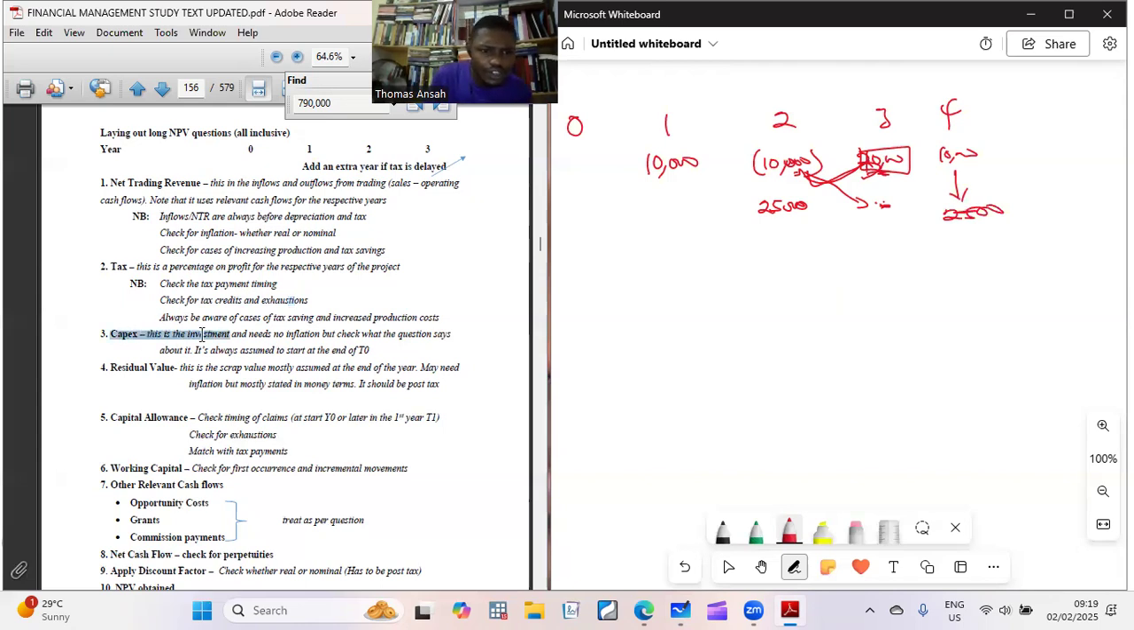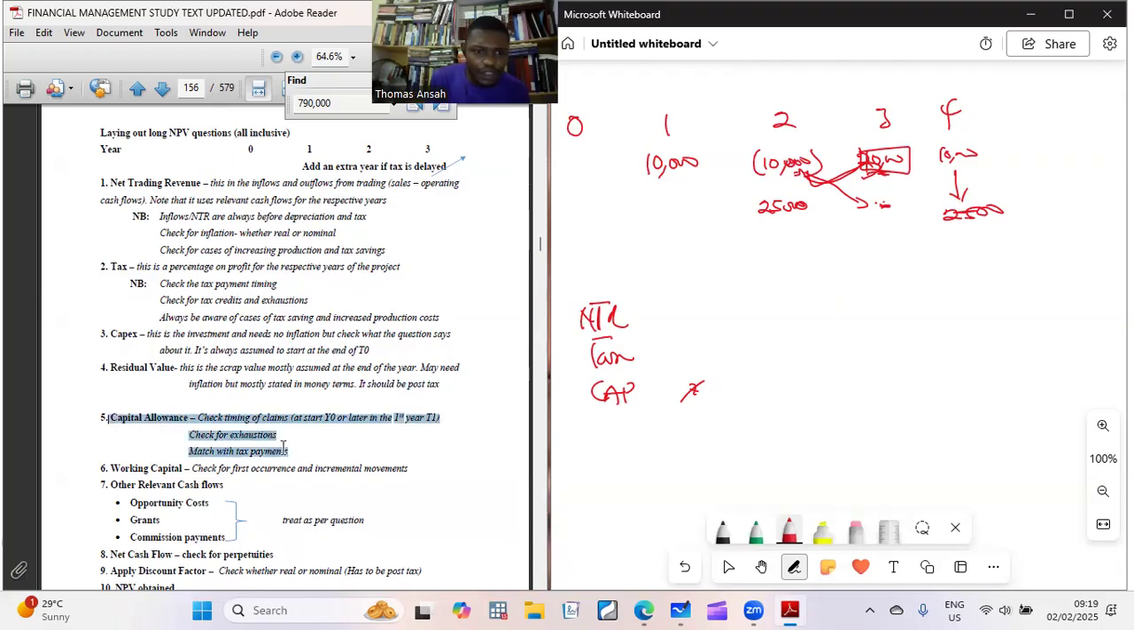And so when you do that, then you come with your capex. Have you seen how I did it? Get your net trading revenue, all right? Tax it, then bring your capex. When you bring capex, then you bring in residual value. Check it, all right? It should be post-tax. That is that.